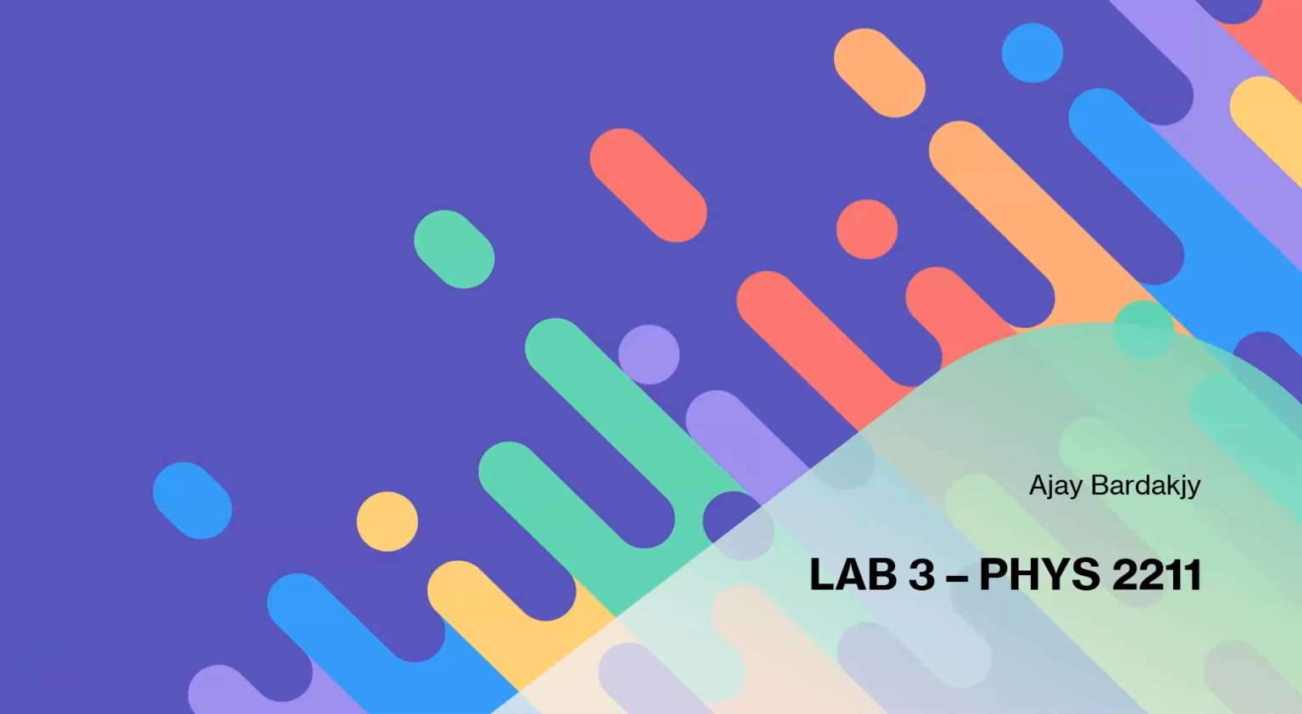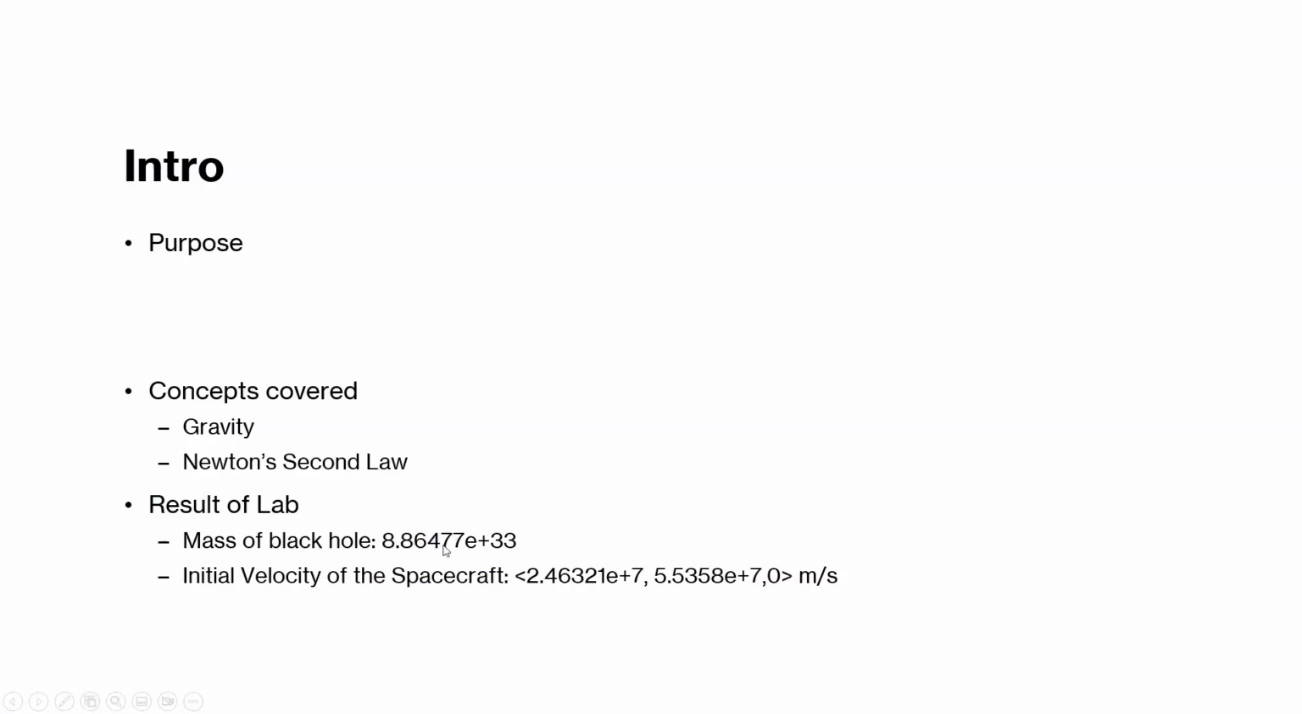My name is Ajay. This is Lab 3, Black Hole Activity. So for our intro, the purpose of this lab is to see how forces affect circular motion, specifically gravity in circular motion, and relate mass to the force of gravity, or how it increases the magnitude.